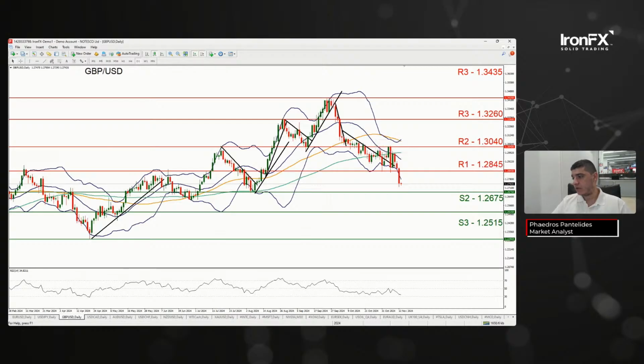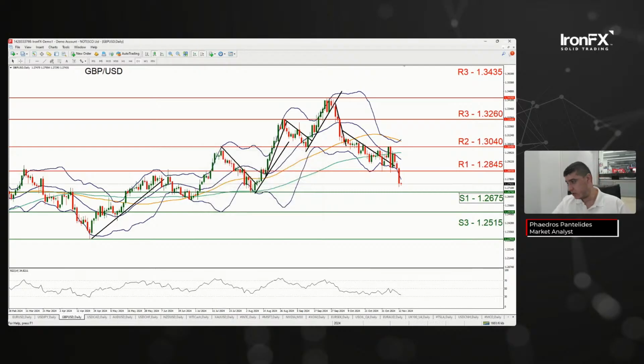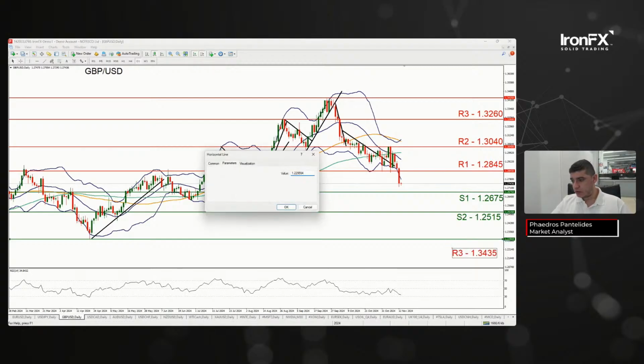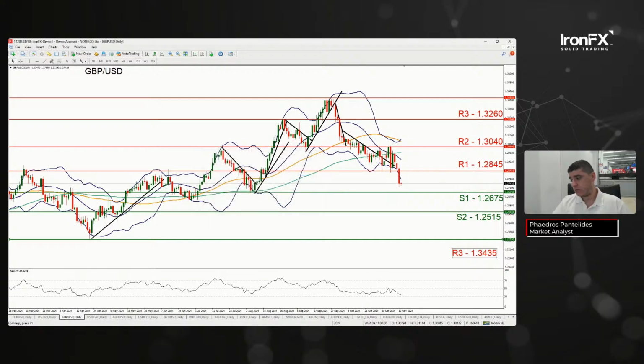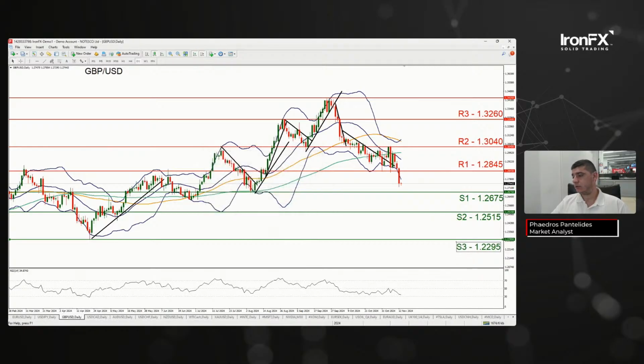We have R1, R2, R3, S1, S2, and S3. So this is S1, this becomes S2, and then we have S3, 1.2295 as S3, and that will turn green. So we have our support and resistance levels.